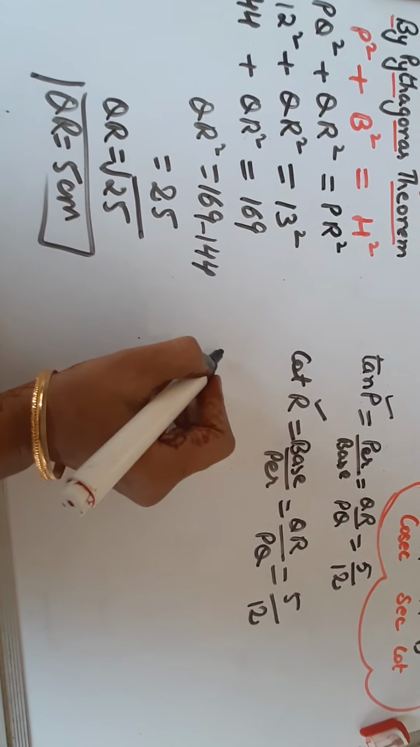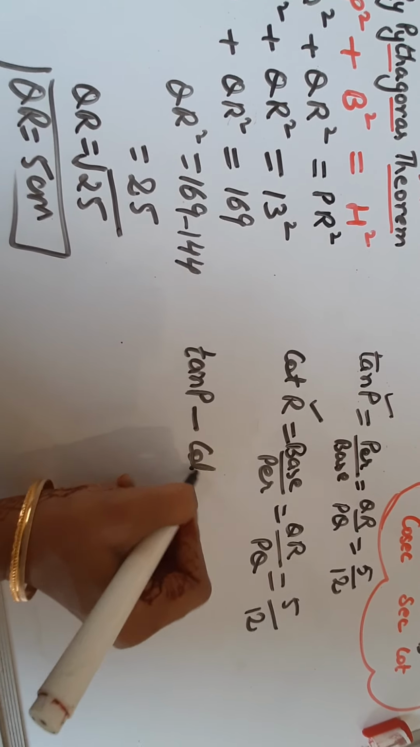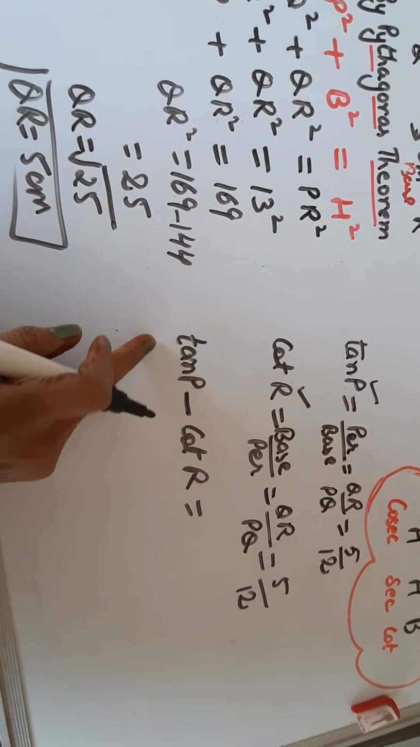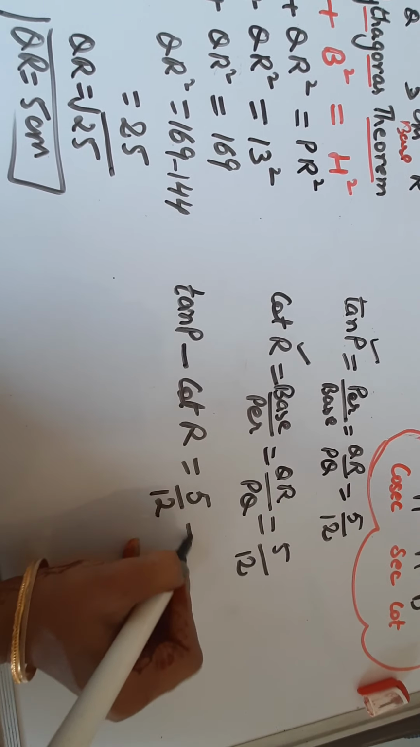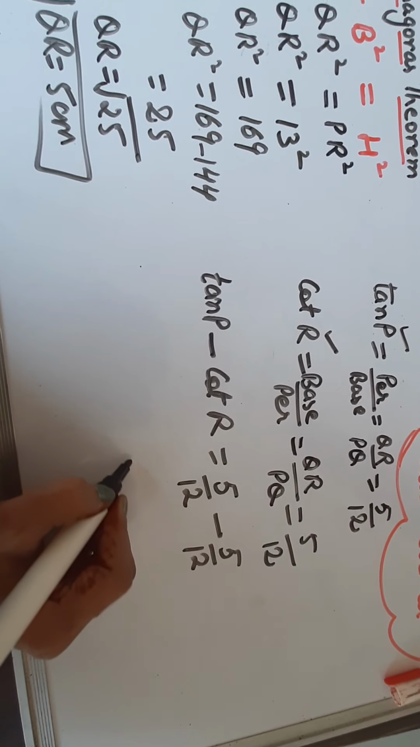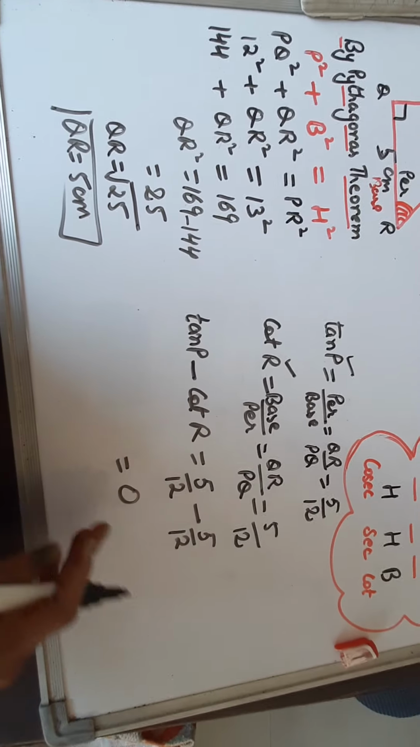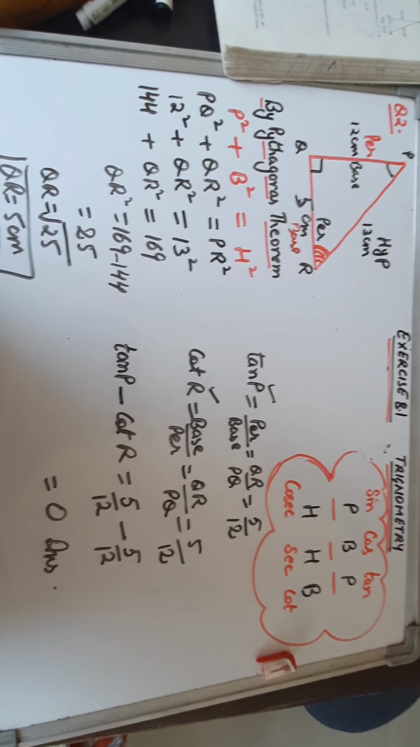Now the question is find tan P minus cot R. This is our question. So let us put the values. Tan P is 5 by 12 minus cot R is 5 by 12. So 5 by 12 minus 5 by 12 will be 0. So this will be the answer. I hope the question is clear to you.